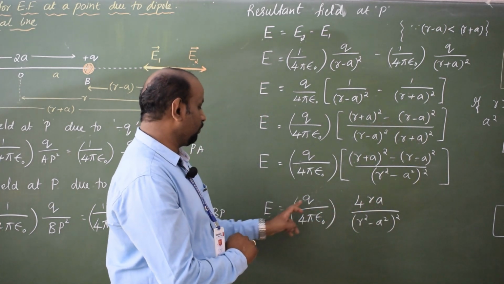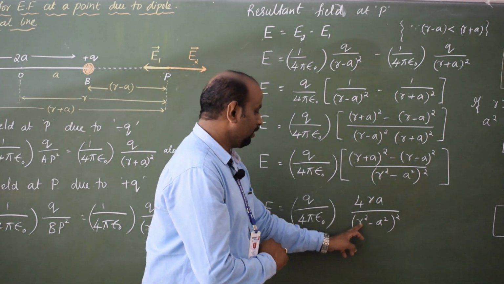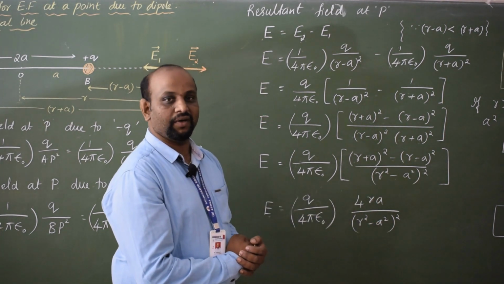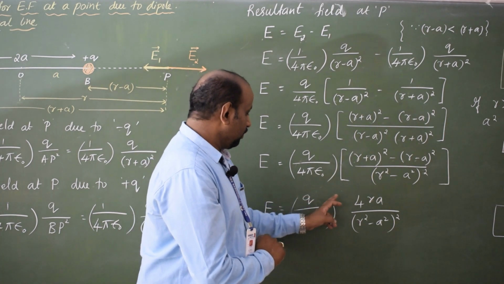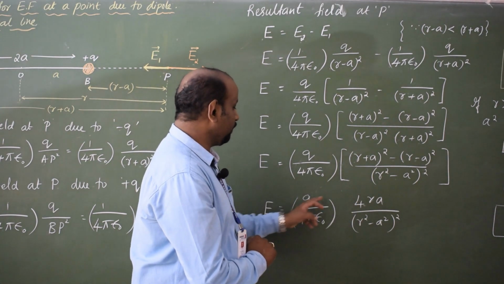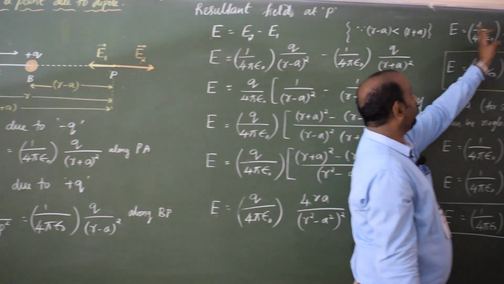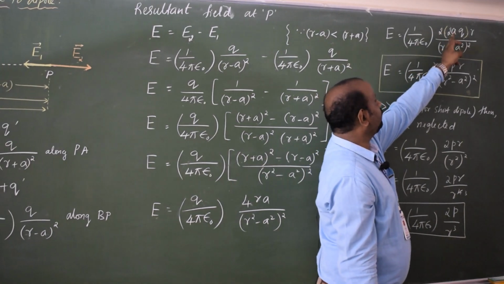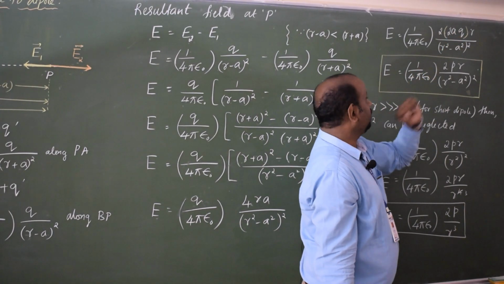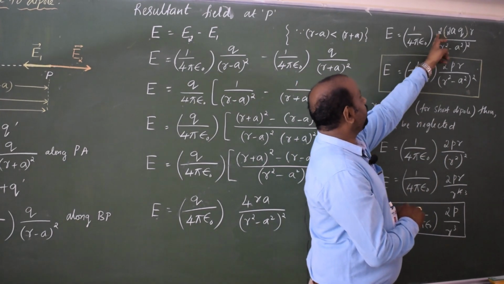That is, E is equal to Q divided by 4 pi epsilon naught, 4RA divided by (R square minus A square) whole square. The numerator Q into 4RA can be written as E is equal to 1 by 4 pi epsilon naught, 2 into 2AQ into R divided by (R square minus A square) whole square. What is 2 into 2A?